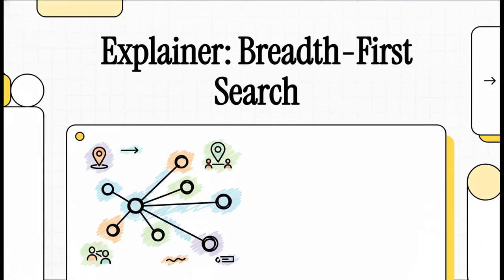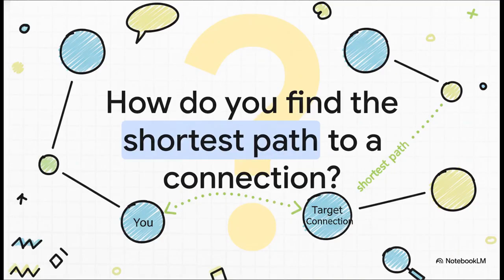Welcome to the Explainer. Today, we are going to pull back the curtain on a core algorithm, one that's quietly running the show behind the scenes in social networks, web crawlers, even your GPS. Yep, we're talking about breadth-first search. Let's dive in.